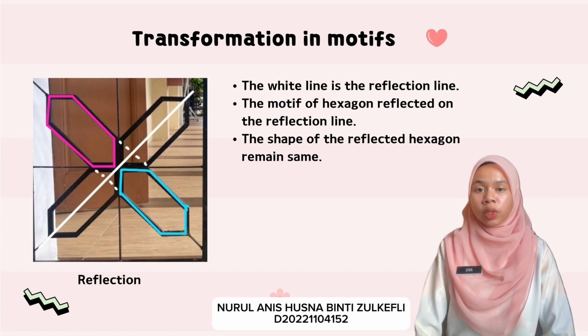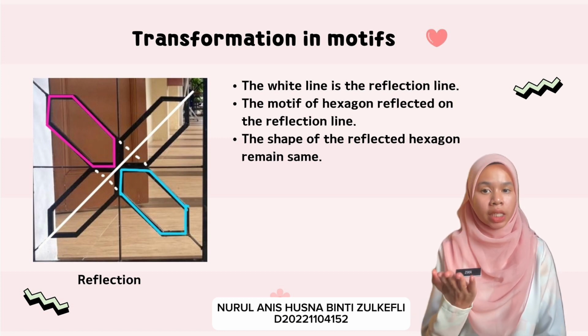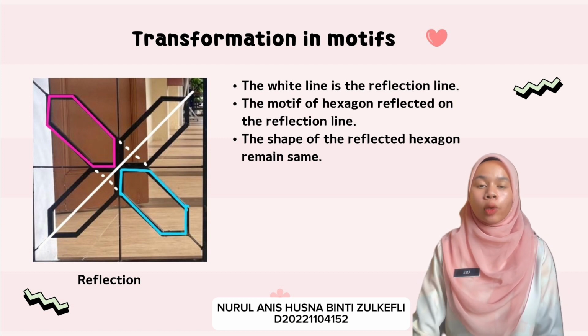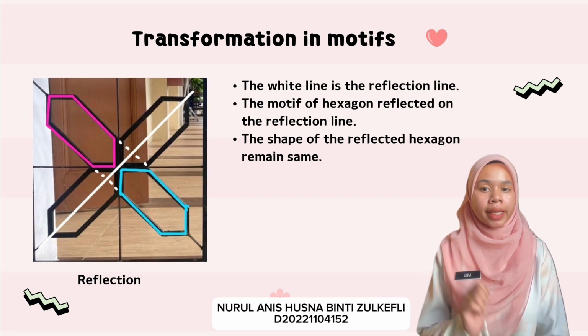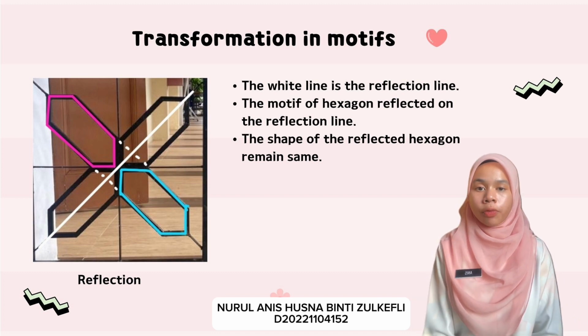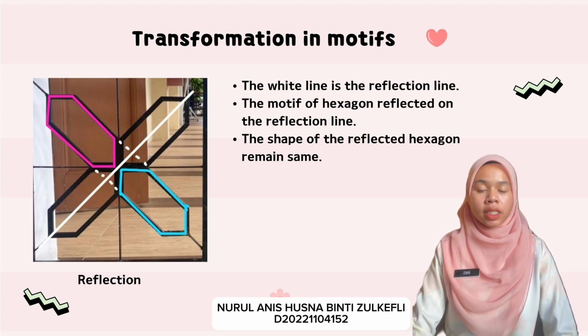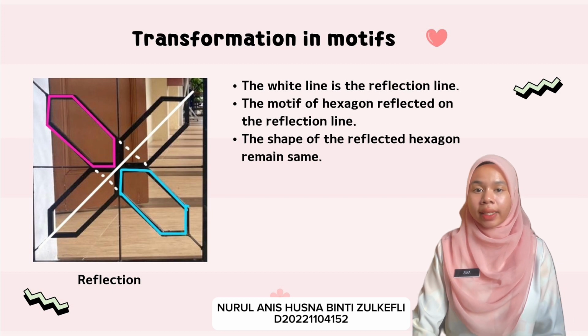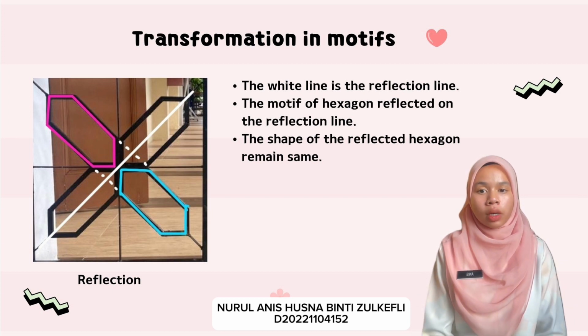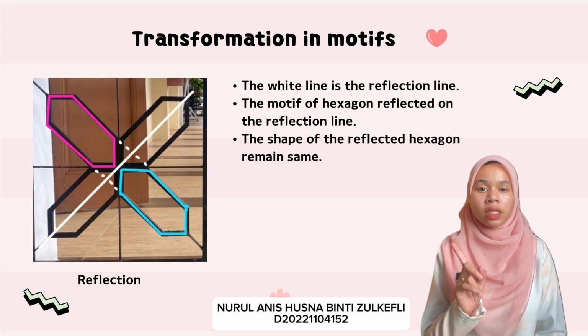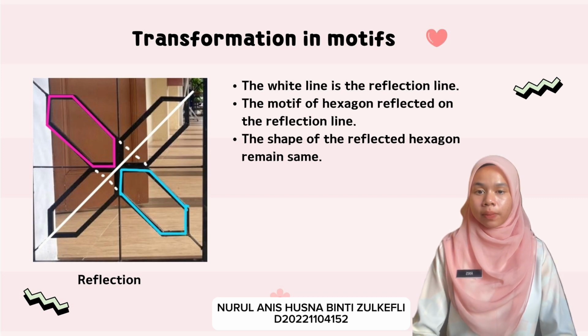Okay, let's move to the next transformation, which is reflection. The diagram shows that the white line there is a reflection line. So, the hexagon motif was reflected on the reflection line to form its image, and we can see here that the shape of the hexagon when reflected remains the same as before because reflection does not change its original shape.